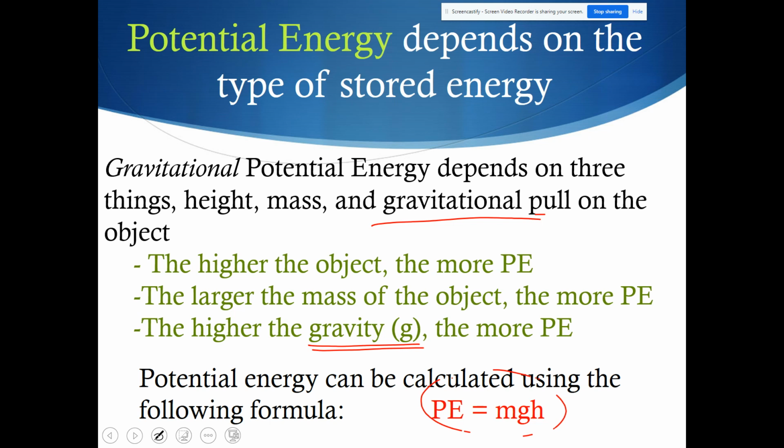Now, if we weren't on Earth, then this G would be a different number. But if you didn't remember it, remember that 9.8 meters per second squared? That's what I mean by G.